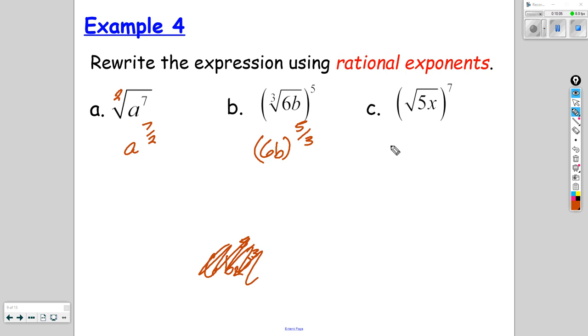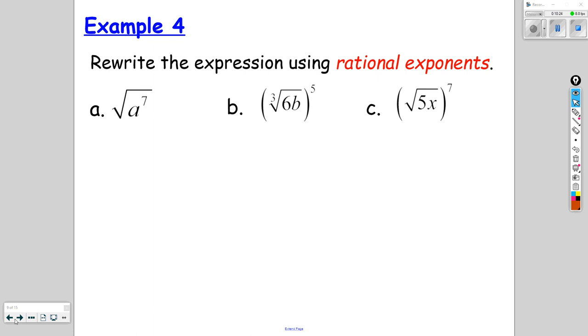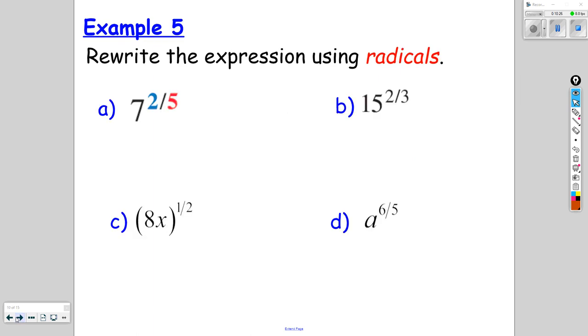Same thing for part C. 5x is the radicand here. That's what's in the radical, and this should be raised to the 7/2 power. Okay, so we know how to rewrite nth roots as rational exponents, but now let's go the other way. So now we're starting with the rational exponent, and we need to rewrite it as a radical.